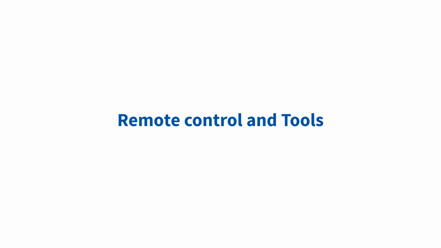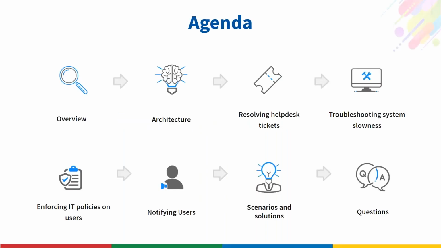All right. So till now we have seen the architecture of Desktop Central and how Desktop Central works. Now we'll move on to today's topic, which is remote control and tools. Here's the agenda of today's training. First we'll start with the overview of remote control and see how it works in the background. Followed by that, we'll discuss the uses of remote control and other tools with a few real-time examples.